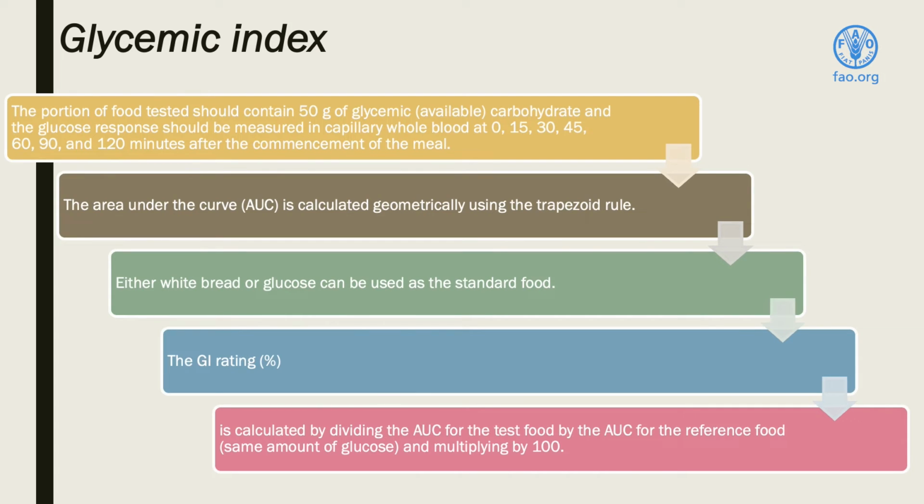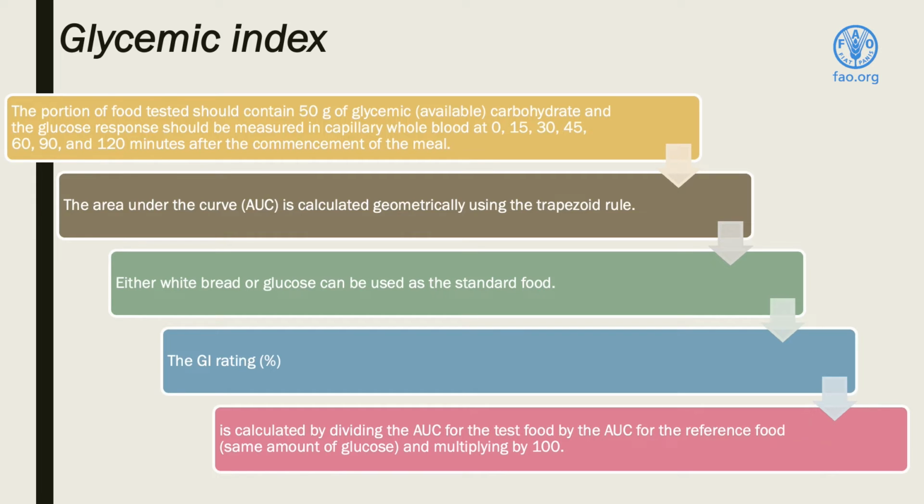Here is the detailed method for glycemic index. The portion of test food should contain 50 grams of glycemic carbohydrate, and glucose response should be measured in capillary blood at 0, 15, 30, 45, 60, 90, and 120 minutes after commencement of the meal. Area under the curve is calculated geometrically using the trapezoid rule.